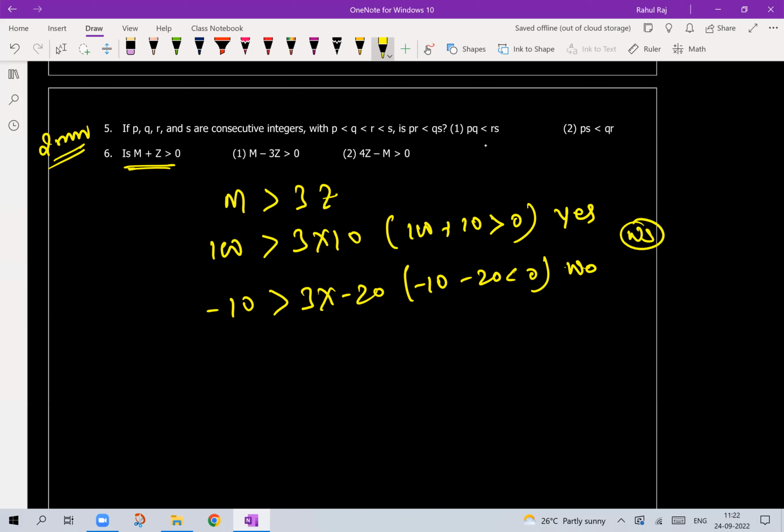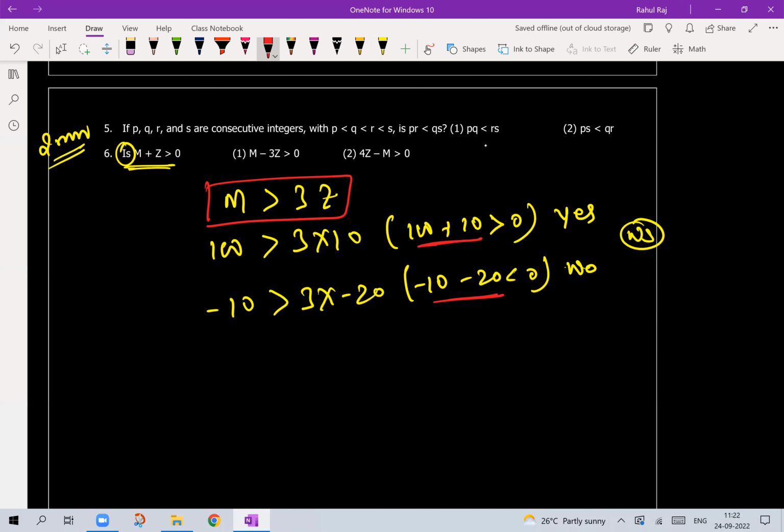Statement number 1. It's a yes or no type of question. My job is to create a yes or no situation. Looking at option number 1, I've created m plus z greater than 0 here, and m plus z less than 0 over here. Any problem, anybody, please tell me. Shaurya, Ritu, clear? Yes, Rahul.